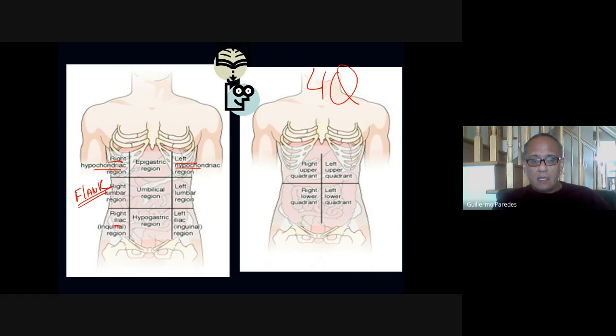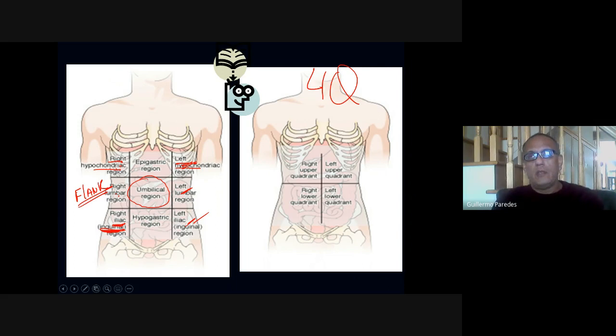We have the iliac or inguinal. So we have right iliac or left iliac on the other side. We have right inguinal or left inguinal. Okay, so these three you need to know very well, all of them: hypochondriac, lumbar, inguinal.